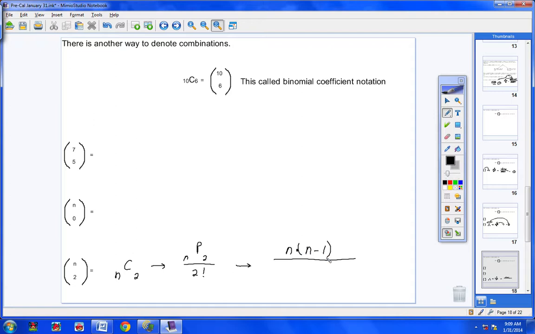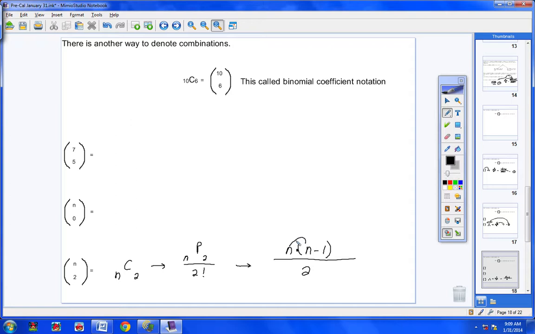Now I'm going to use parentheses because I have two terms right here. But think about it, guys. I just showed you if this was a 5 right here, you would put a 5 and then a 4. You subtract 1. So if it's n, we just put n and then n minus 1. And then all over 2 factorial, which is 2 times 1, which is just 2.